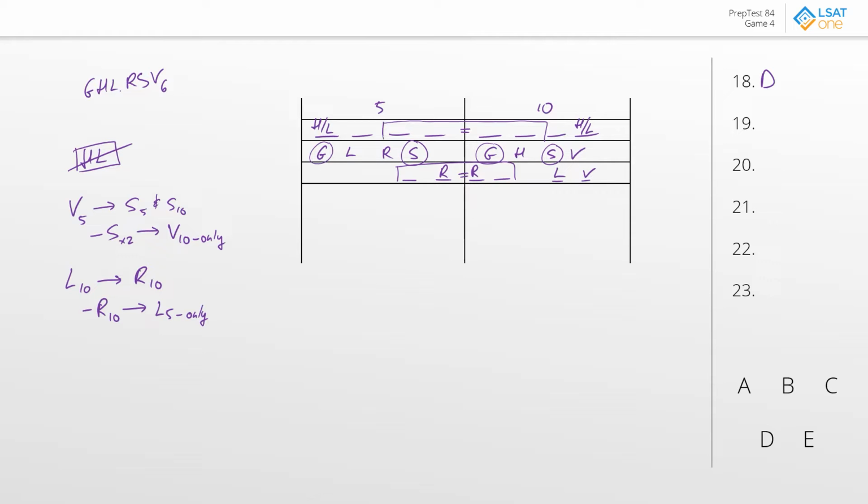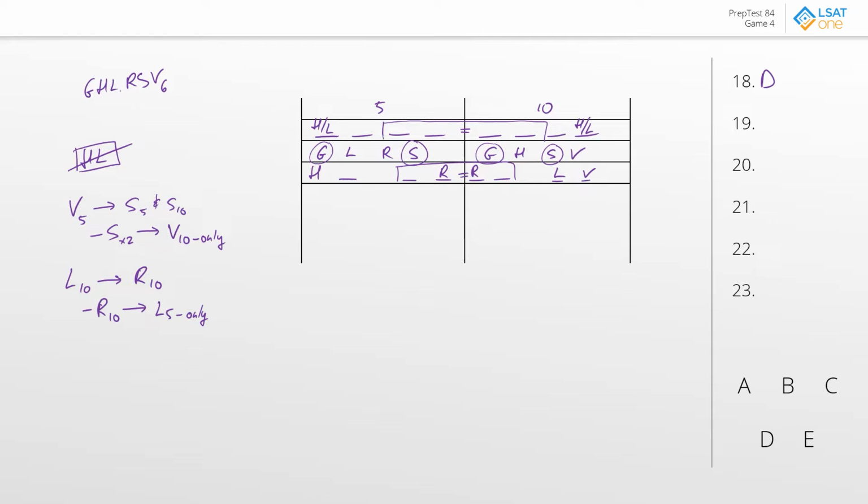Next, we know that if V is on 5, well, this doesn't apply because V is on 10. H and L obviously can't be together, and since we have L over here, that means H is going to take one of the single spots on this side. And I guess otherwise, it doesn't look like the other rules do much for us right now. So let's see what we can do with what we have.